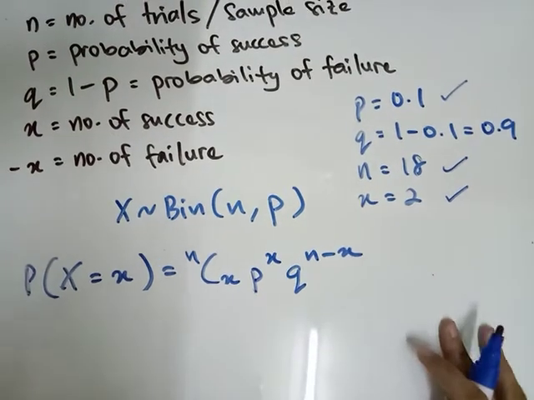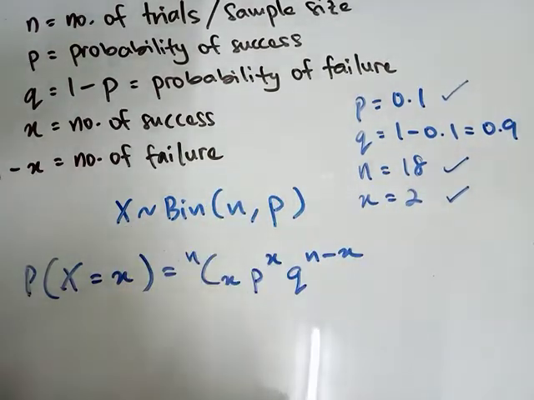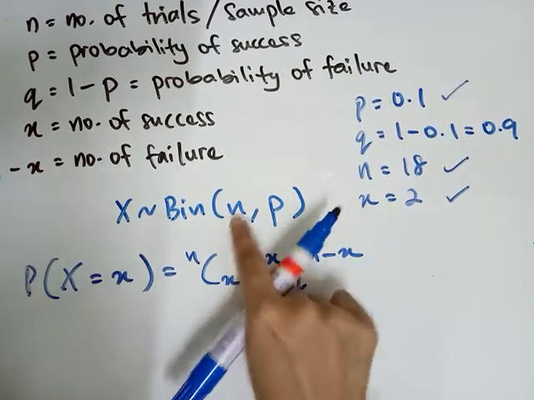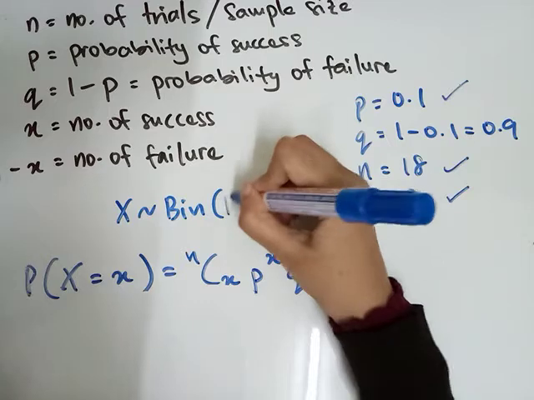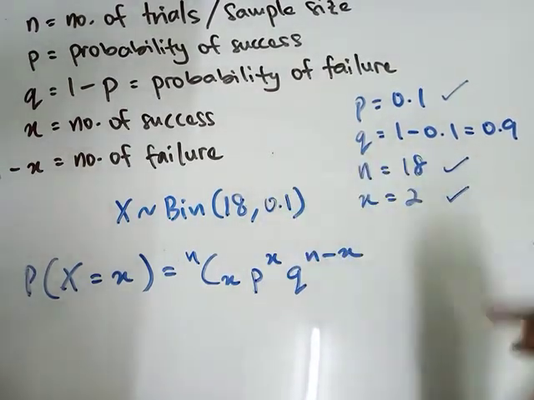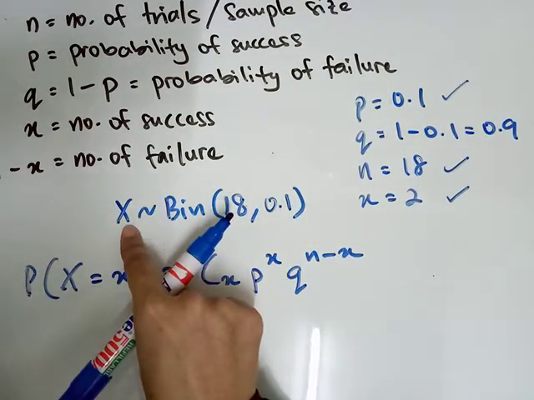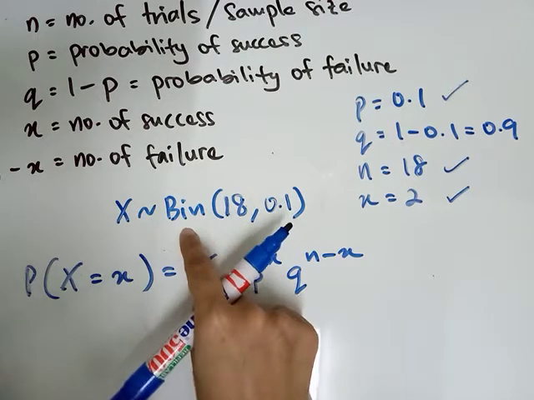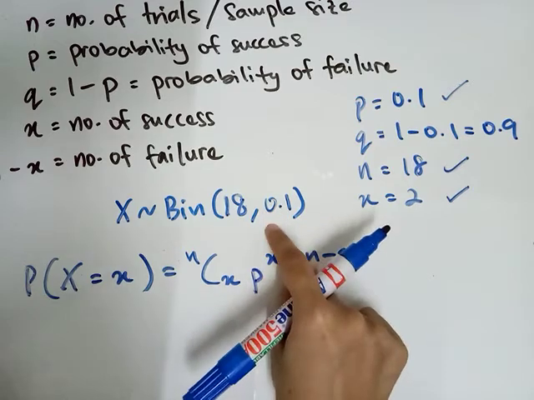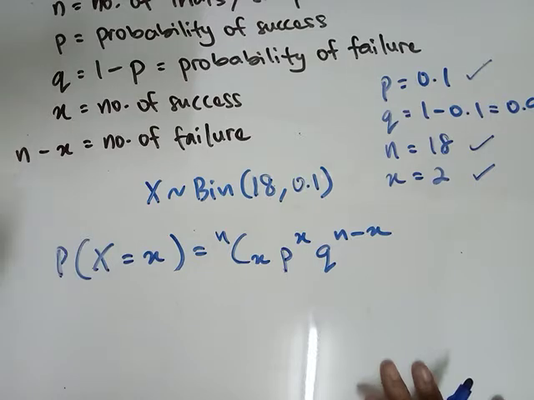Alright. So bila awak ada P and the number of success, tadi saya lupa nak tunjuk for example 1 tadi. X having binomial with N, P. We know that N is 18 and then P is 0.1. This is the way it is written for binomial distribution. X having binomial with N, P, that means N is sample size and P is probability of success, which is 0.1. And then substitute into formula.